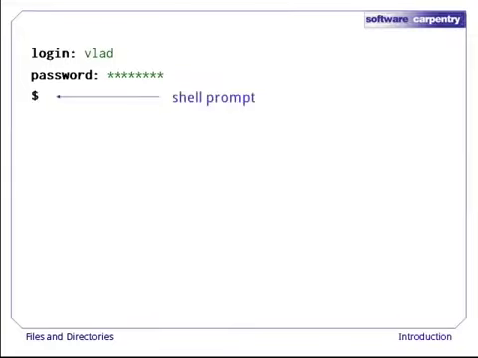Once we have logged in, we'll see a shell prompt, which is usually just a $ sign, but which may show extra information like our user ID. The shell prompt is exactly like Python's triple greater than prompt. It signals that the shell is waiting for us to type something in.